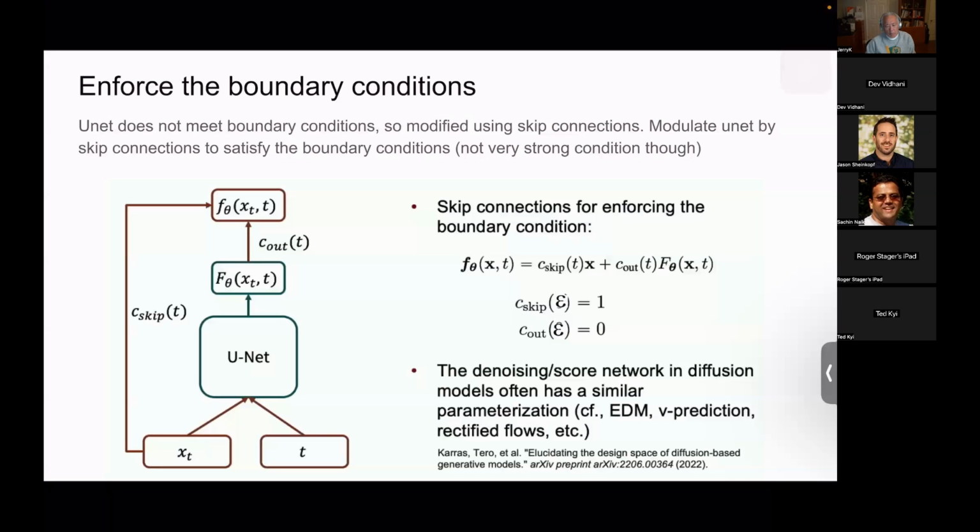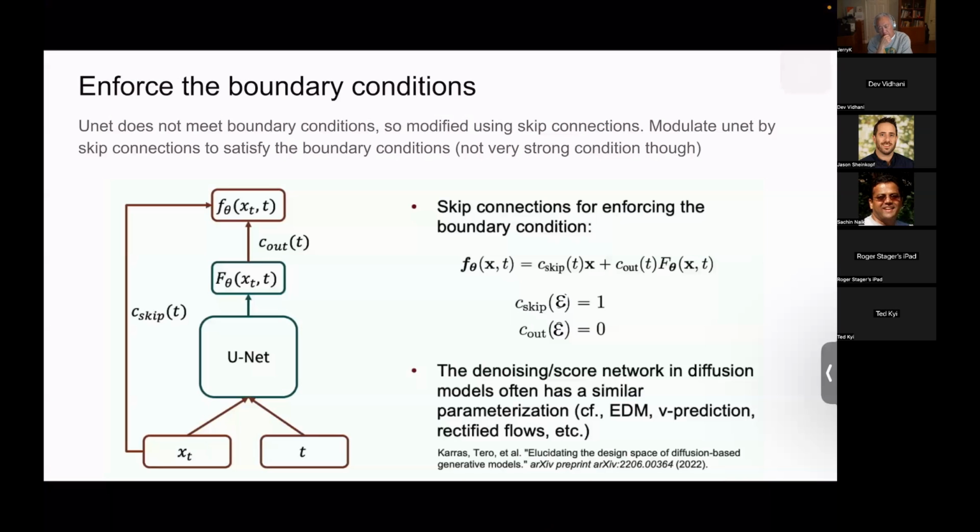For epsilon, but for time steps greater than epsilon, it's a function. Of course, C skip is almost close to 0, or C out is almost close to 1, the other way around when it's not epsilon.